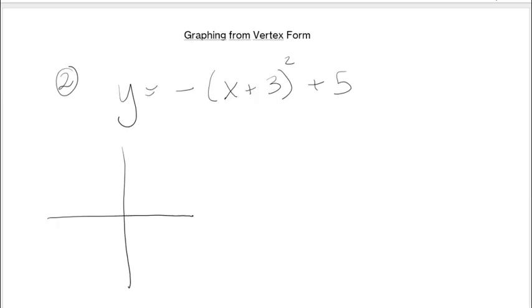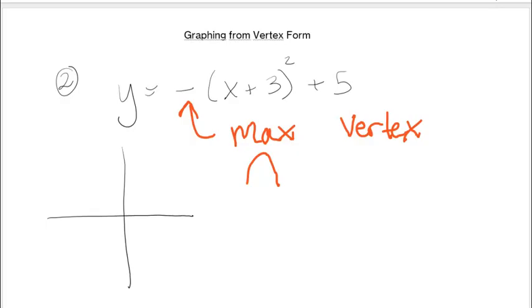Okay, one thing that we can look at is this negative. That's going to tell me that my vertex is a maximum, so my parabola is going to be upside down. The other thing is that this is giving me the vertex. I don't have to do any work. That's one thing that's kind of hard to find from standard form.